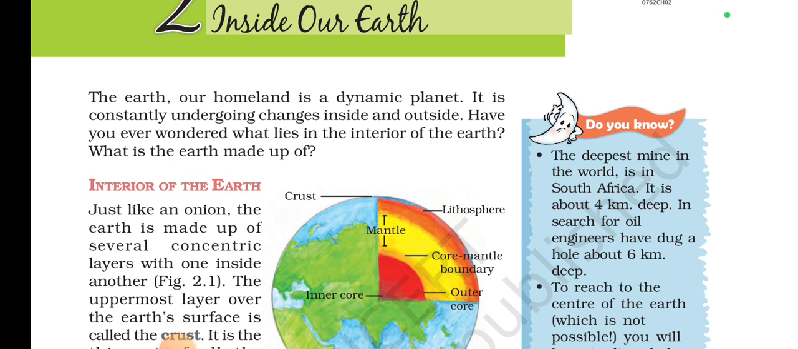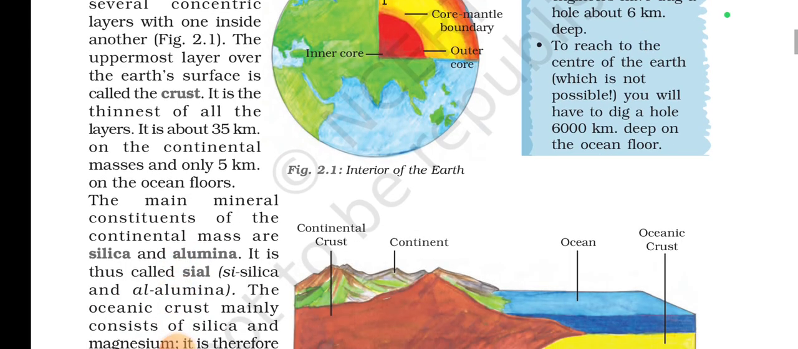The interior of the Earth. Just like an onion, the Earth is made up of several concentric layers, one inside another. The uppermost layer over the Earth's surface is called the crust, and it is the thinnest of all the layers. It is about 35 kilometers on the continental masses and only 5 kilometers on the ocean floors. That means the Earth's crust has two parts: one is continental and the second is oceanic.